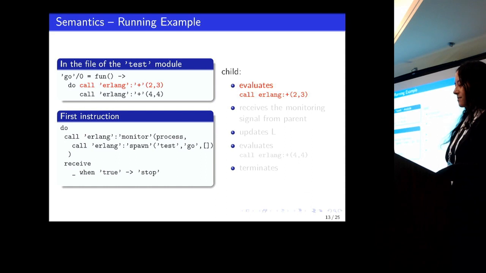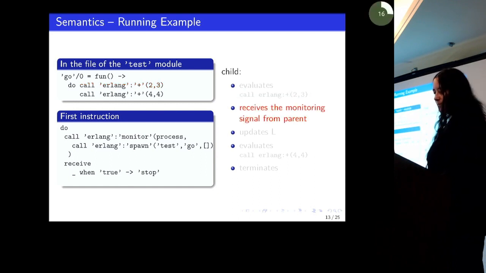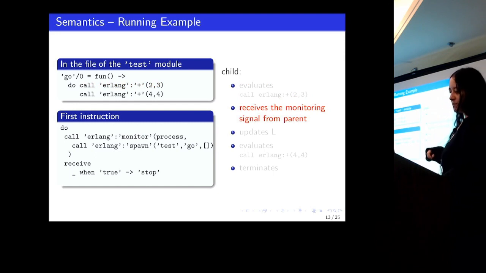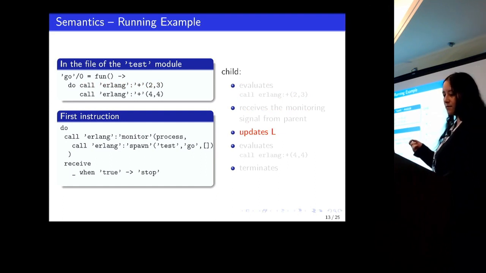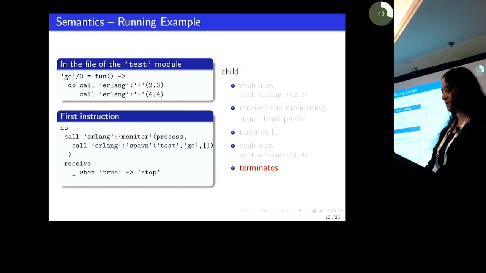About the child, it will start by evaluating the first sum, so 2 plus 3. Then it will receive the monitoring signal from its parent, and it will treat this signal. So it will update its set of links, and then it will go back to the evaluation of its first instruction, so 4 plus 4, then terminates.